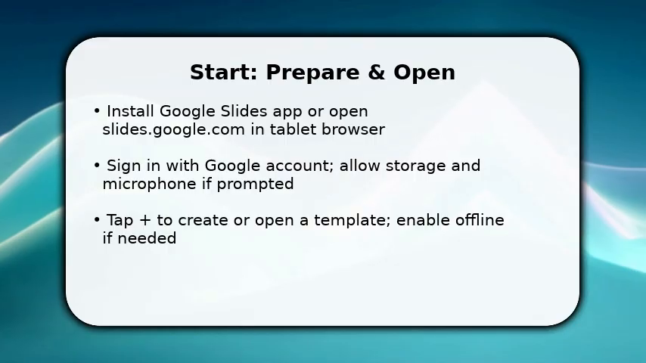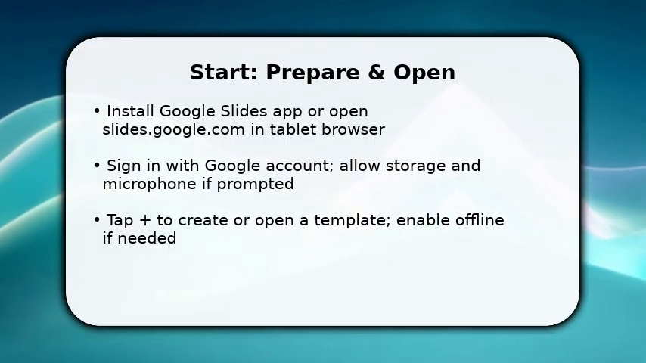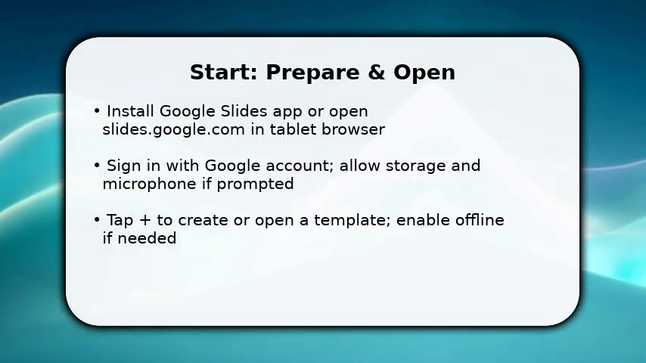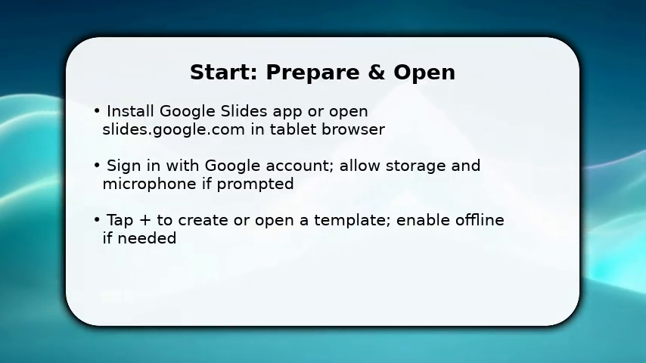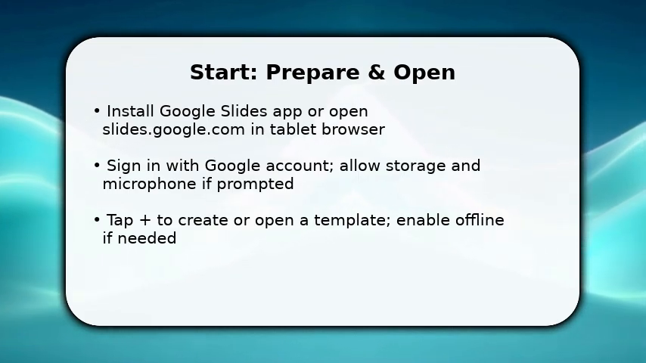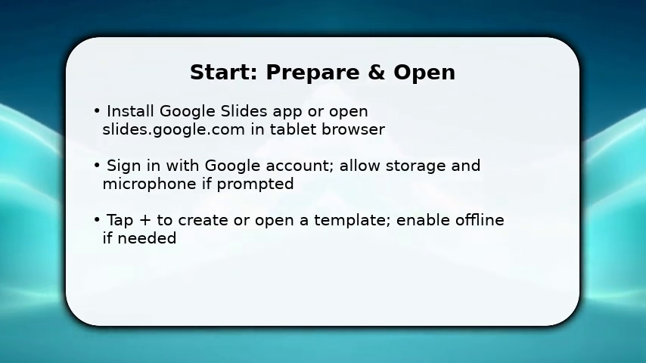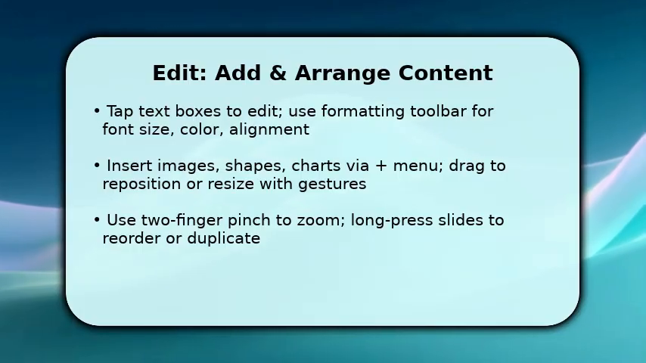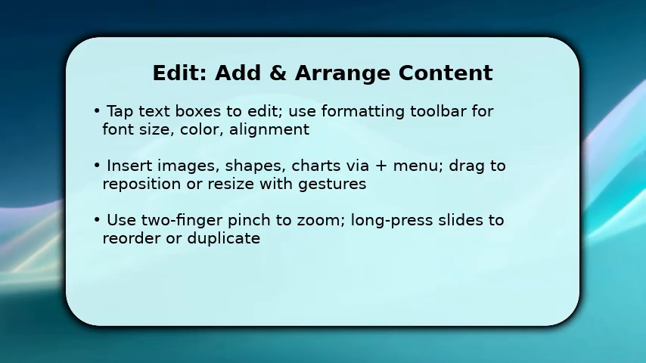Once done, name the file with a short, searchable title. That makes later retrieval simple and avoids duplicate files cluttering your drive. Now focus on building slides. Tap a text box and type, then use the formatting toolbar to change font size, weight, color, and alignment. This improves readability on a tablet screen.